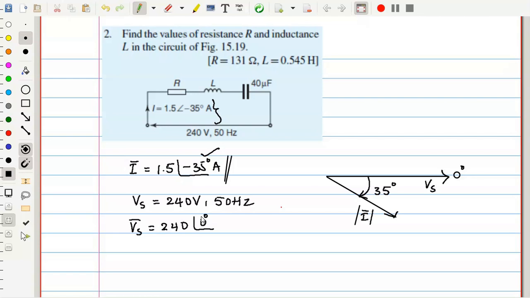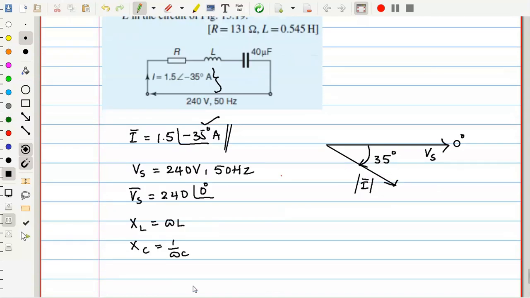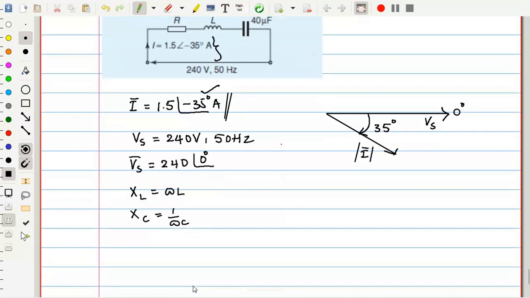Next, frequency is given. So we can write these things. XL is equal to omega L. XC is equal to 1 by omega C. Let me put these in XL, XC form only. And first what I'll do is try to calculate the ZT magnitude. ZT magnitude is equal to voltage magnitude divided by current magnitude.